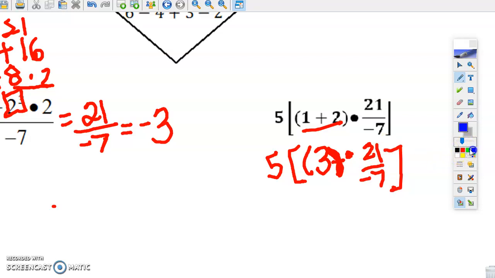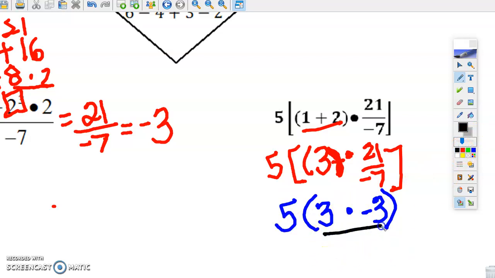All right, now I have multiplication and division, but this division is kind of like a grouping symbol because it's a fraction. And actually, it wouldn't matter if you made these 2 fractions and multiplied, or if you did this first. So if we get -3 here, and we're multiplying it by 3, and that's still inside of those brackets. And whatever that answer is, we're going to multiply it by 5. So our next step should be 3 times -3. And then that answer times 5. So if you got -45, great job.